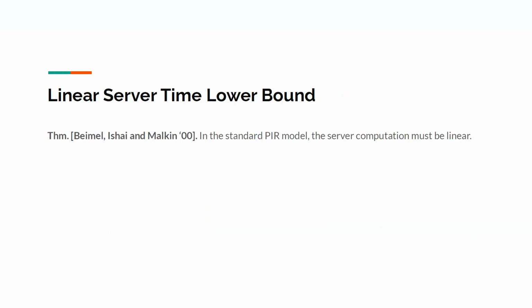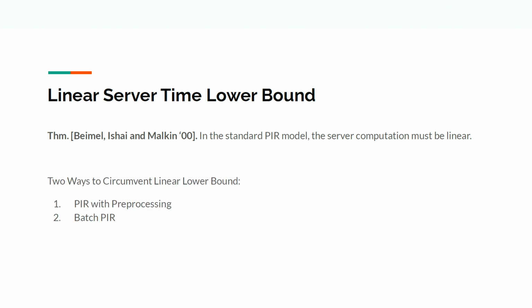As an example, before I was proving logarithmic lower bounds, but it turns out Beimel and Malkin in 2000 proved, in what's called the standard PIR model, which I'll get to later, that the server computation must be linear. In fact, you must touch every entry in the database. Again, linear versus logarithmic. This is pretty bad, actually. If you have to touch the entire database for each query, it's pretty inefficient.